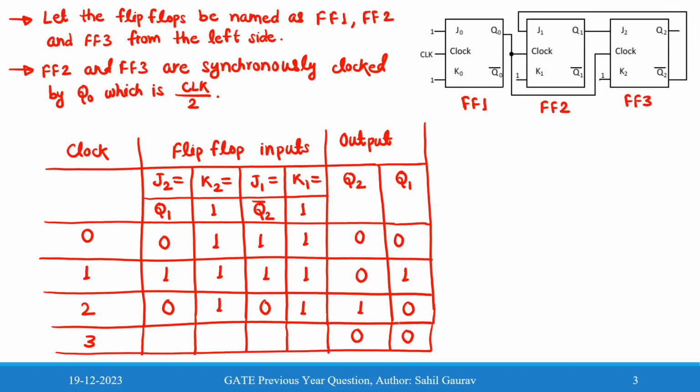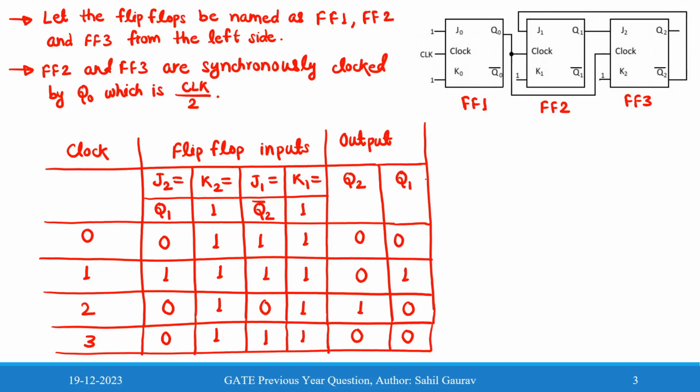When both flip-flop outputs are 0 0, then similar to the initial condition, you will get the flip-flop inputs 0 1 and 1 1. So this is the table we made. You have to remember that the clock for flip-flop 2 and 3 is the same, but the clock for flip-flop 1 is divided by 2.